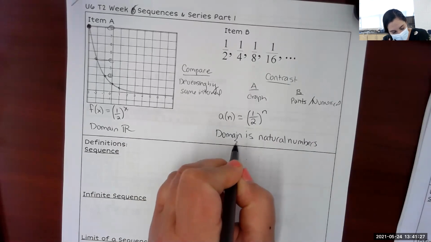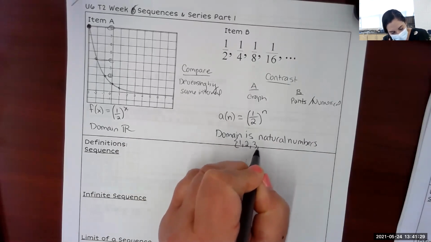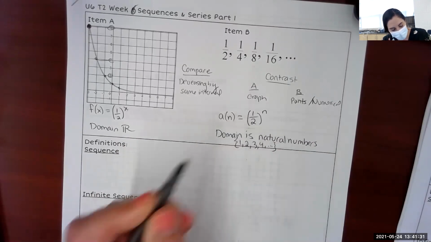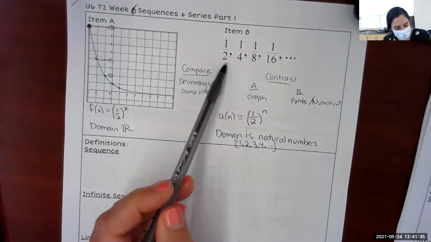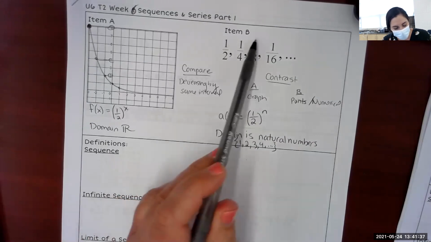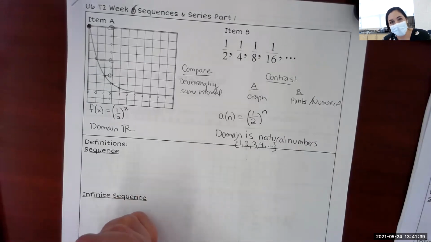So for example, 1, 2, 3, 4, and so on. It's the same function, but we don't take decimals, right? We're just taking 1/2 to the 1, 1/2 to the 2, 1/2 to the 3, 1/2 to the 4, okay?